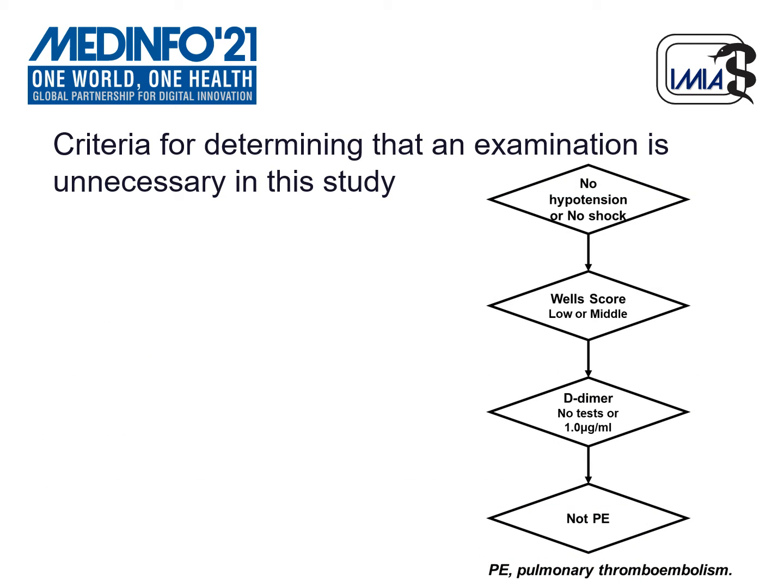This figure shows the criteria determining that an examination is unnecessary in this study. No hypotension or no shock, and Wells score low or middle, and D-dimer not tested or less than 1 microgram per milliliter, and not PE.